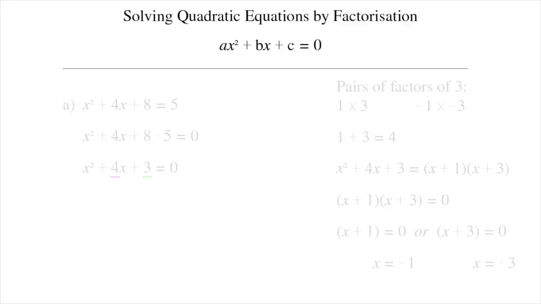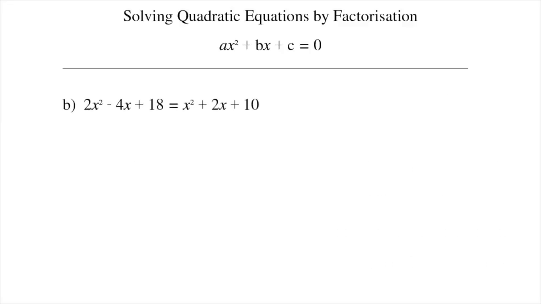Now, let's look at a second example. This is certainly not in the standard form, so let's rearrange it as the first step. 2x squared minus 4x plus 18 is equal to x squared plus 2x plus 10, which implies that 2x squared minus x squared minus 4x minus 2x plus 18 minus 10 is equal to 0. And this gives us that x squared minus 6x plus 8 is equal to 0.